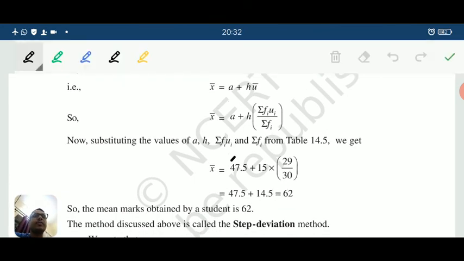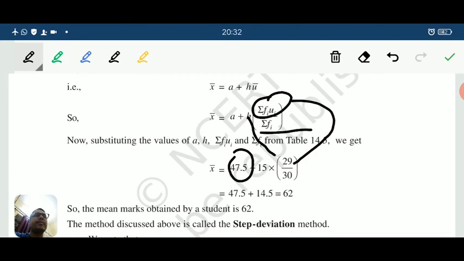So what is the value of a? A is the assumed mean, that is 47.5, plus h is what? H is the class size, which is 15 already taken, and sigma of fi ui. Sigma of fi ui was 29, and sigma of fi is as it is, which is 30. Okay, and we get the value as 62 here also.